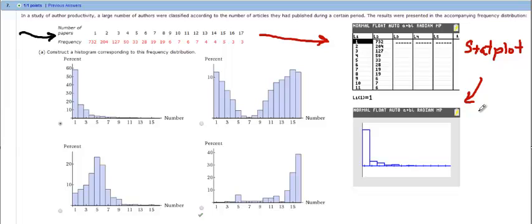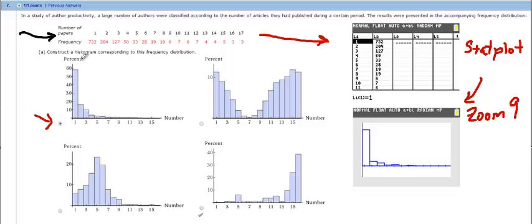And the next thing I needed to do was I hit zoom 9 so I get a good picture because it's a zoom stat. So I hit zoom 9 to get this nice picture, and then I chose this particular graph right here to be my answer.